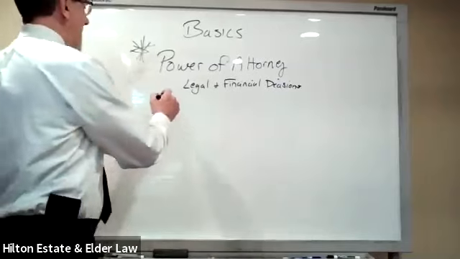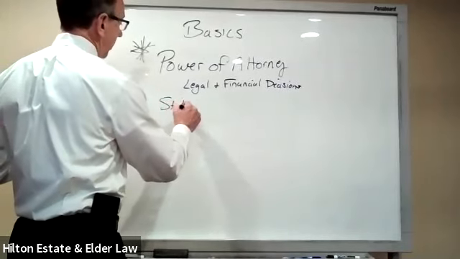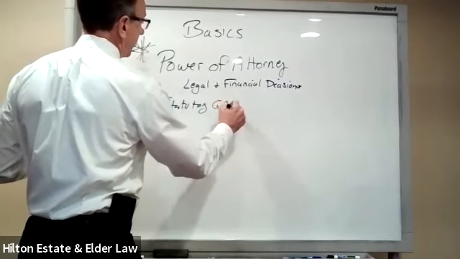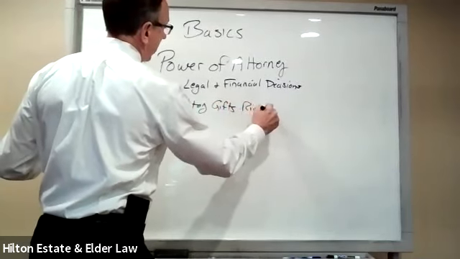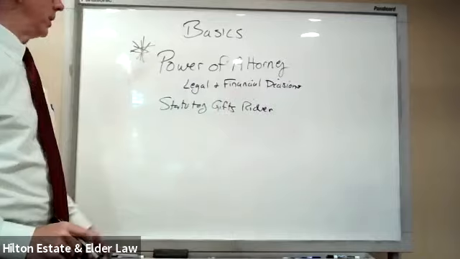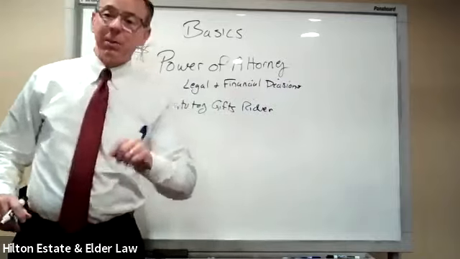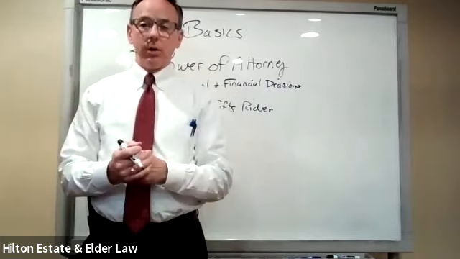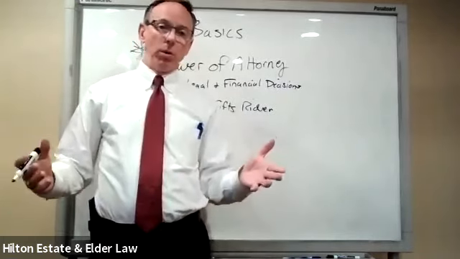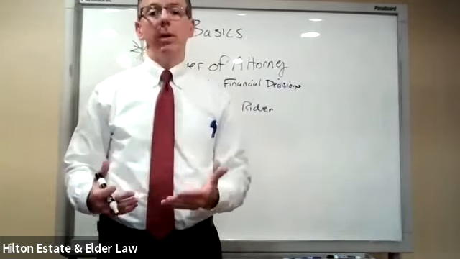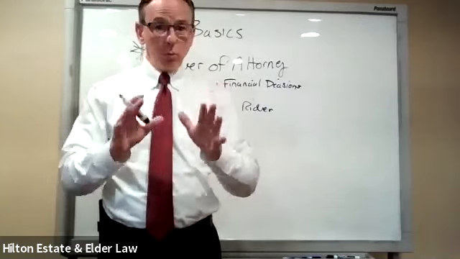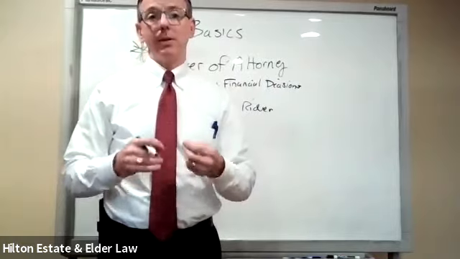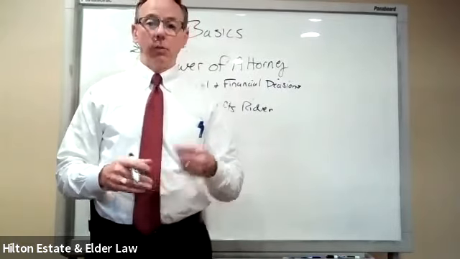Right now, it's called the statutory gifts rider. The statutory gifts rider is that document that allows your agent, your power of attorney, to transfer assets out of your name. Why is that important? Because if you become incapacitated, and most particularly if you need to go to a nursing home, we need to be able to move assets out of your name if we want to protect them.